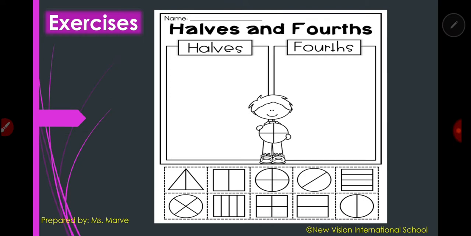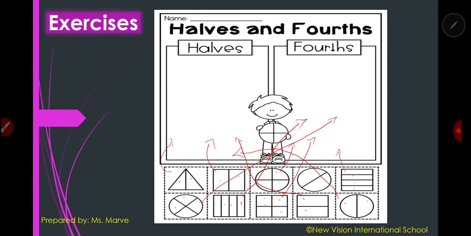Okay, like for example, 1, 2. This shape is divided into two equal parts. You should paste it here. This one, 1, 2, paste it here. 1, 2, 3, 4, paste it in the quarters. 1, 2, 3, 4, paste it here. 1, 2, paste it to the halves. 1, 2, paste it here. 1, 2, 3, 4, paste it here. 1, 2, 3, 4, paste it here, and 1, 2, 3, 4, paste it here. Okay?